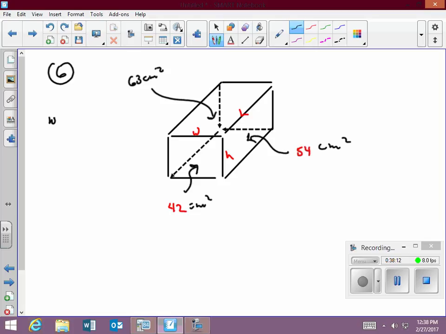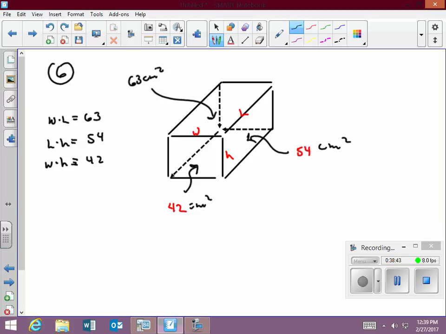So width times length should equal 63, right? Mm-hmm. And then length times height should equal 54. And then width times height should equal 42. So we got 3 equations, 3 unknowns. We should be able to solve it, right?